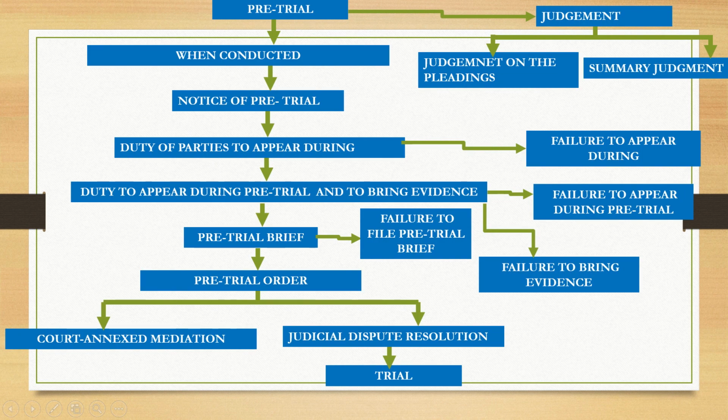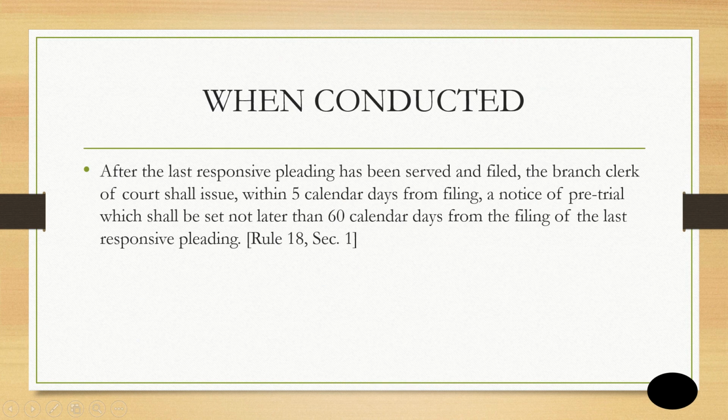Under the 1997 rules, it is the duty of the plaintiff to move ex parte that the case be set for pre-trial conference. Now, the new rules remove this requirement. After the last responsive pleading has been served and filed, the branch clerk of court shall issue within 5 calendar days from filing a notice of pre-trial, which shall be set not later than 60 calendar days from the filing of the last responsive pleading.